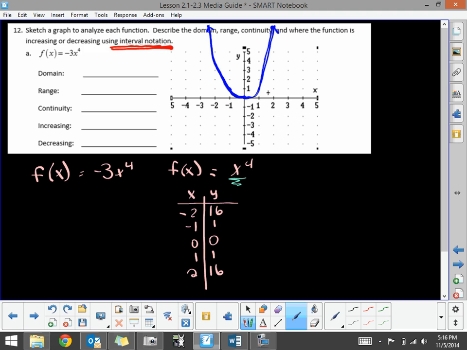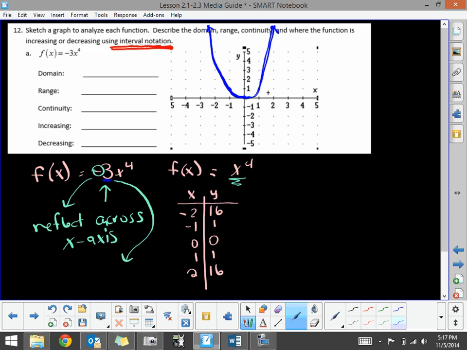Now, what is this negative 3 going to do, or what kind of impact is it going to have? Since it's outside the grouping symbol, that's going to be some type of vertical change. We can think of it as negative 1 and 3. The negative is a reflection across the x-axis. And the other thing is this 3, if we look at it separately, that's going to be a vertical stretch. If I do them separately, it would reflect down first, and then I'd have to stretch it after that.